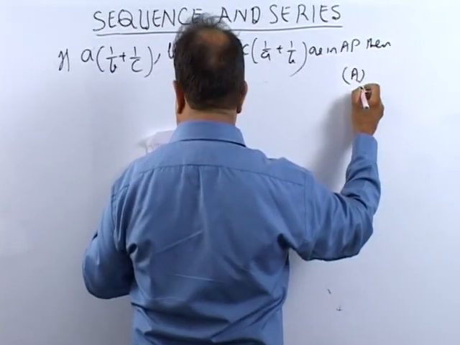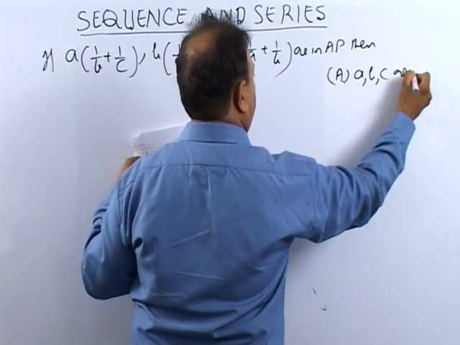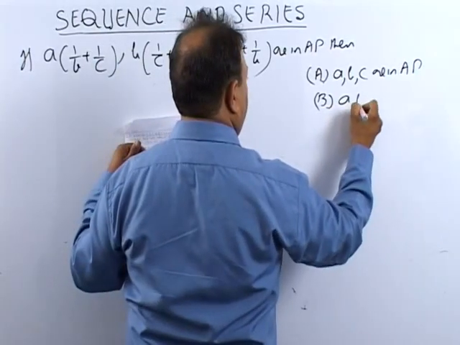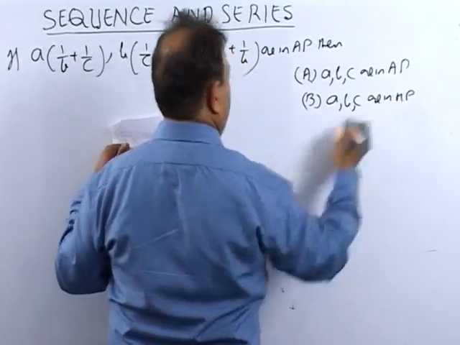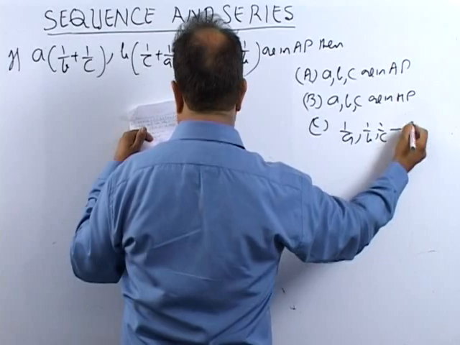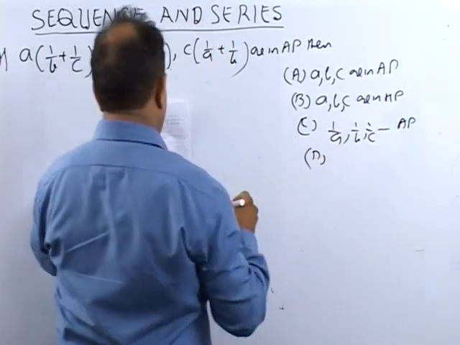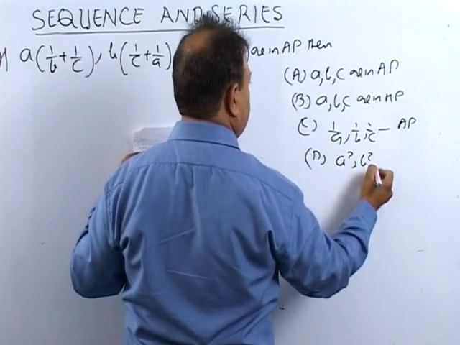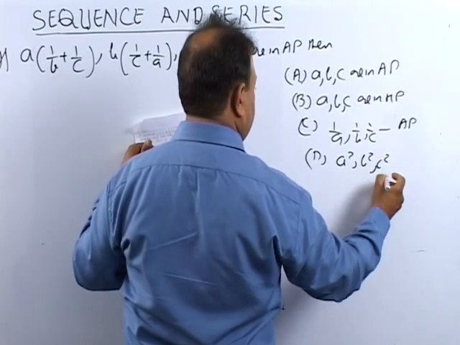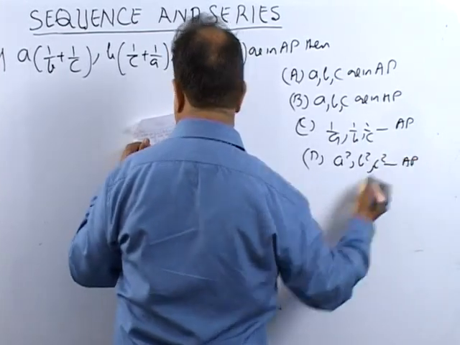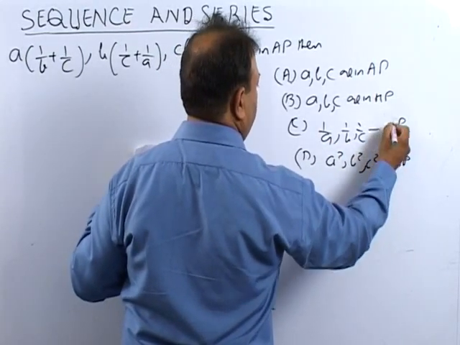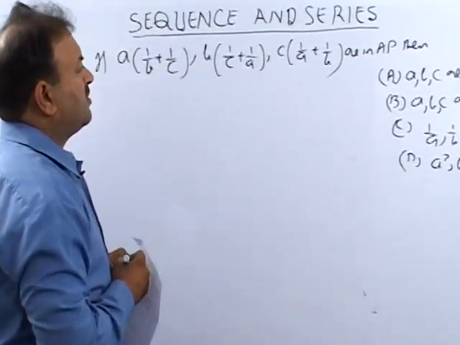4 options have been given out. A option is A, B, C are in AP. B option is A, B, C are in HP. C option is 1/A, 1/B, 1/C are in AP. D option is A², B², C² are in AP, and this option we have to make correct: 1/A, 1/B, 1/C are in GP. So these four options have been given out.